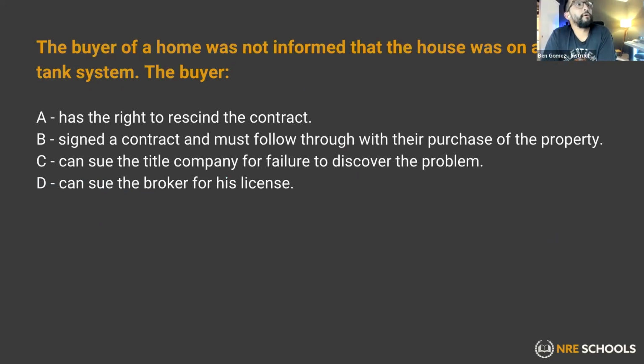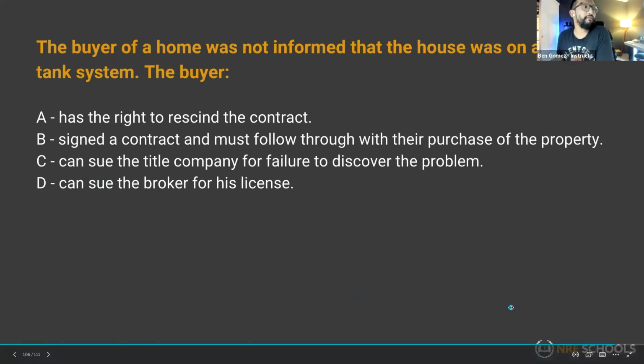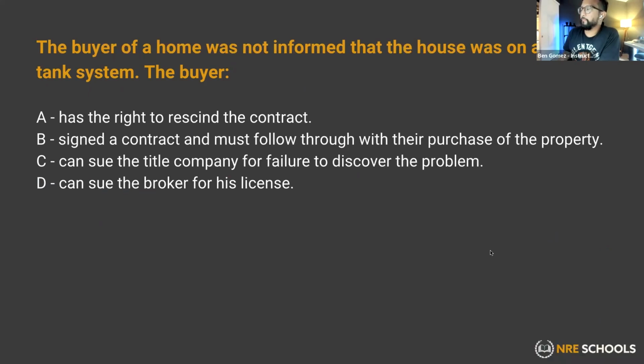The buyer of a home was not informed that the house was on a septic tank system. A, the buyer has the right to rescind the contract. B, signed a contract and must follow through with their purchase of the property. But they didn't know that it was on a septic, and it seems to be an issue for them. So I like the first one. They have the right to rescind. C, they can sue the title company for failure to discover the problem. It's not the title company's job to discover that. D, they can sue the broker for his license. Dang, rude. A, has the right to rescind the contract.